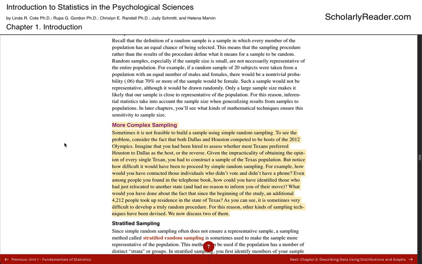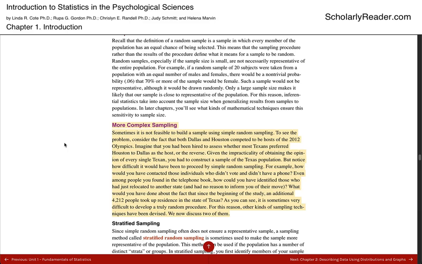More complex sampling. Sometimes it is not feasible to build the sample using simple random sampling. To see the problem, consider the fact that both Dallas and Houston competed to be host of the 2012 Olympics. Imagine that you had been hired to assess whether most Texans preferred Houston to Dallas as the host or the reverse. Given the impracticality of obtaining the opinion of every single Texan, you had to construct a sample of the Texas population. But notice how difficult it would have been to proceed by simple random sampling.